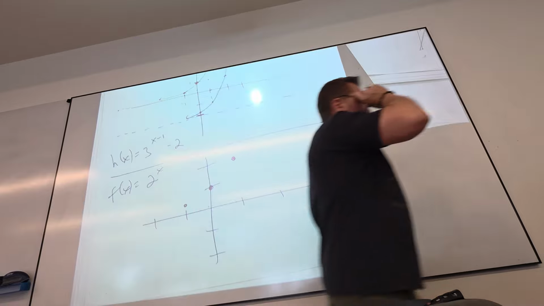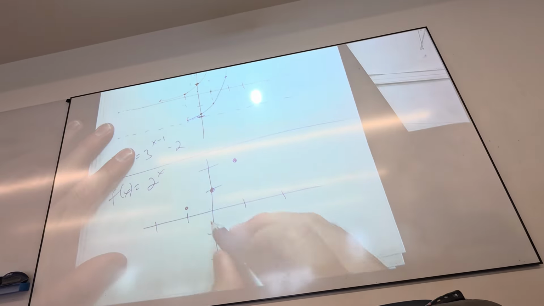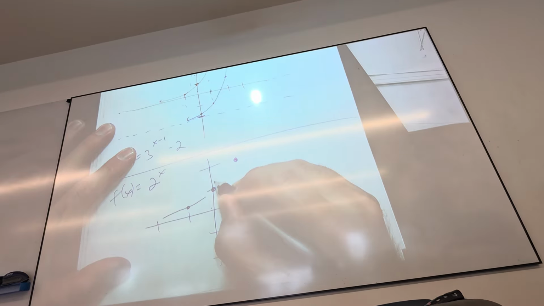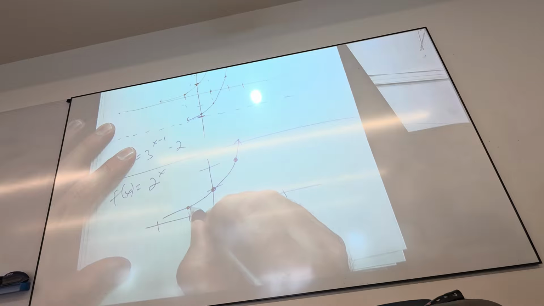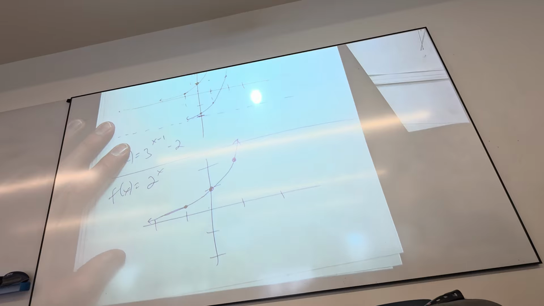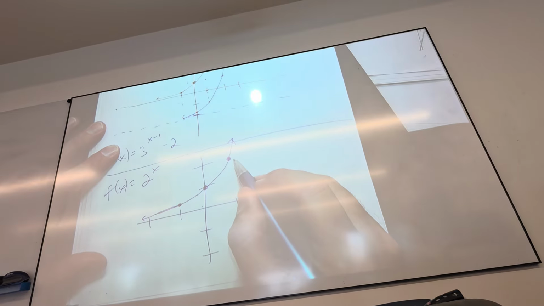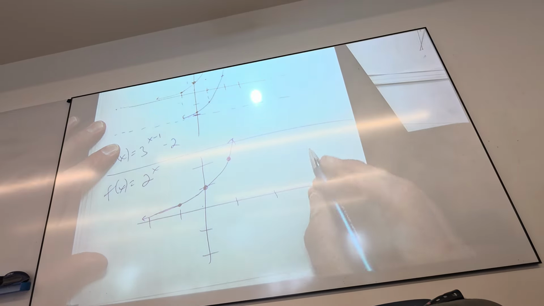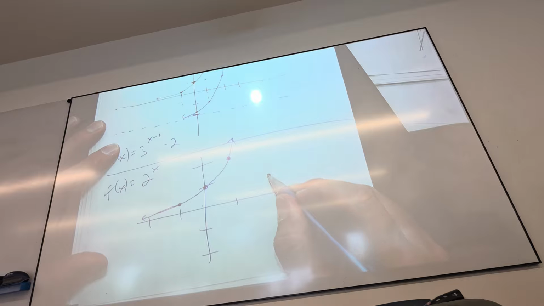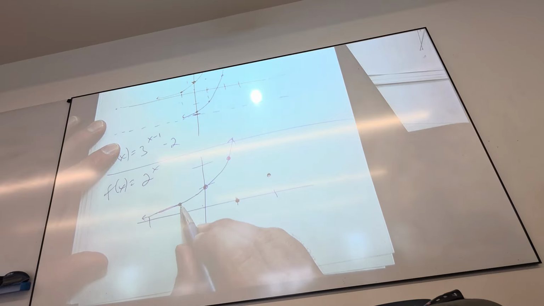And so this graph is this. How do I graph the inverse of this? Flip the. Yeah. This is the point 1, 2, so now it's going to be 2, 1. This is the point 0, 1, so now it's going to be 1, 0. This is the point negative 1, 1/2, so now it's going to be 1/2, negative 1.